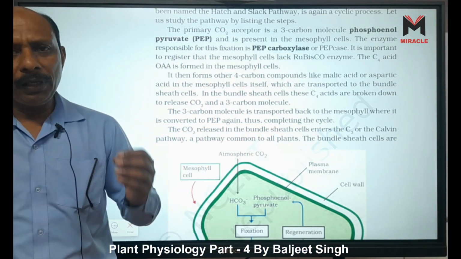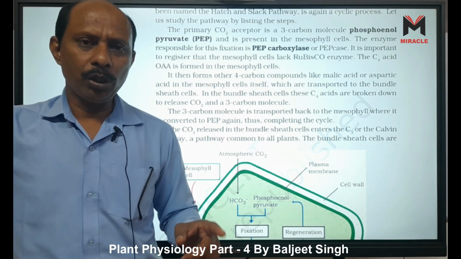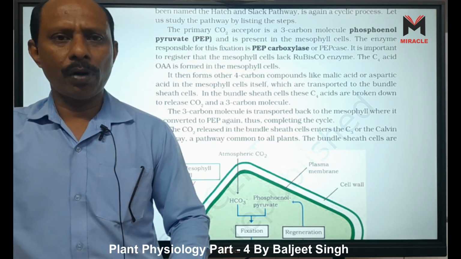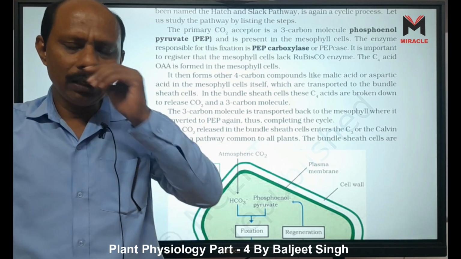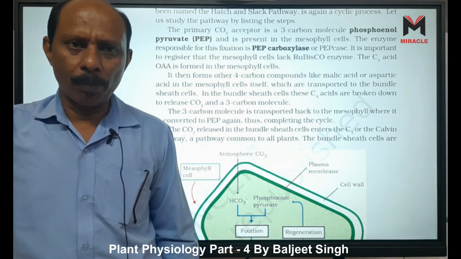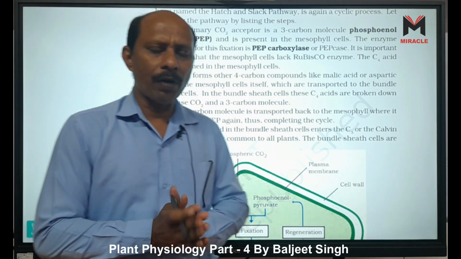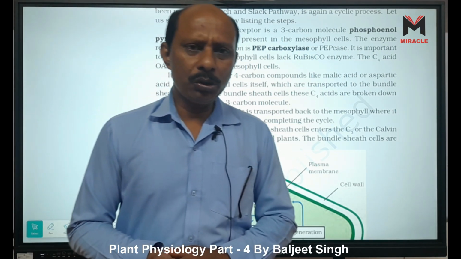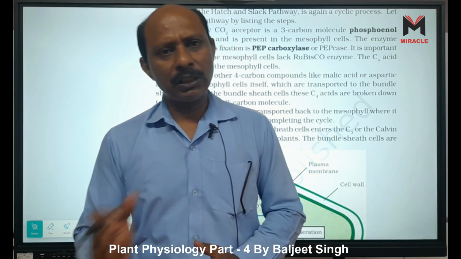PEP, phosphoenol pyruvate, plus HCO3. I will explain where HCO3 is formed. When CO2 comes into the cytoplasm, it binds with a water molecule and forms carbonic acid, that is H2CO3. Now H2CO3 is broken down into H plus and HCO3 minus.